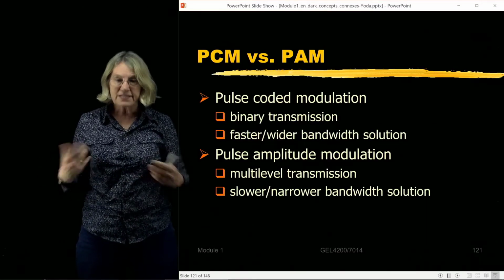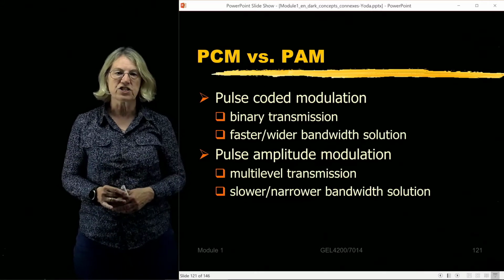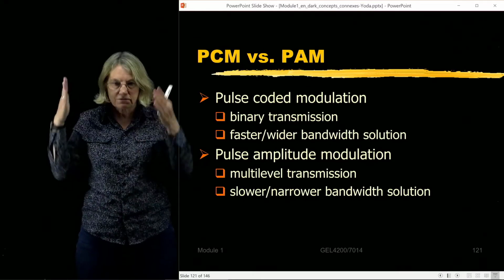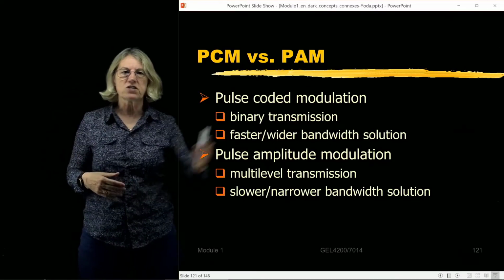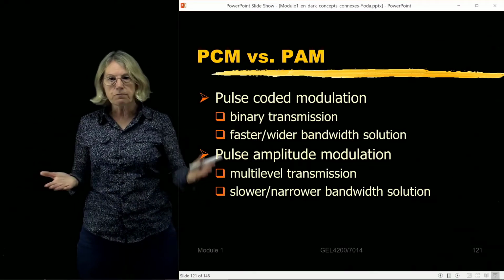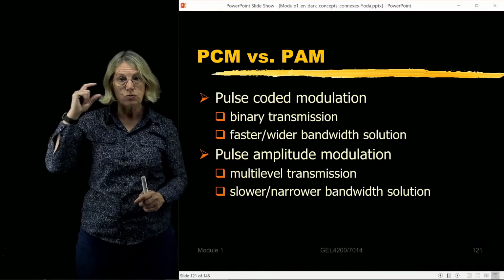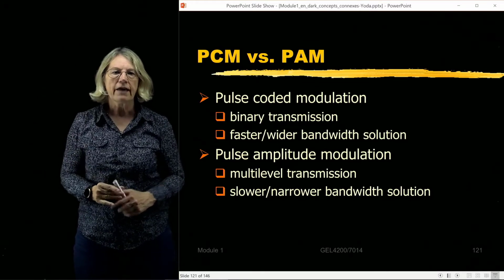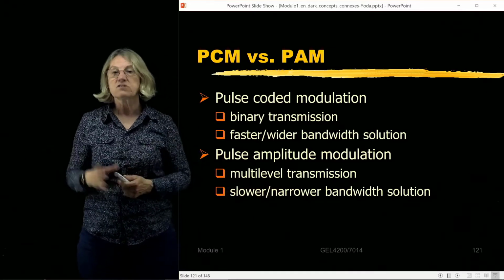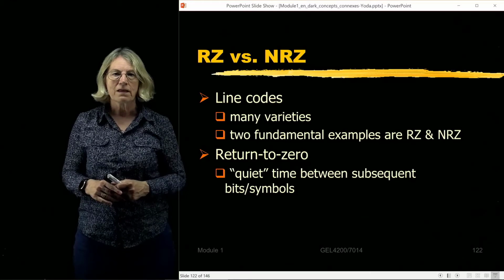So we've seen PCM versus PAM. In PCM, or pulse-coded modulation, we have binary transmission, and we know that it takes faster transitions in time, which means a wider bandwidth solution. Pulse amplitude modulation, the same, we have multi-level transmission, so it's not just two levels, there are multiple levels. And this can be slower in the time domain, which means it could be narrower bandwidth. So that's what we've seen so far. But as I said, we can generalize things a lot more.